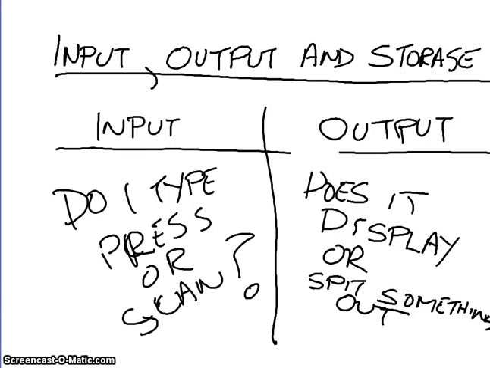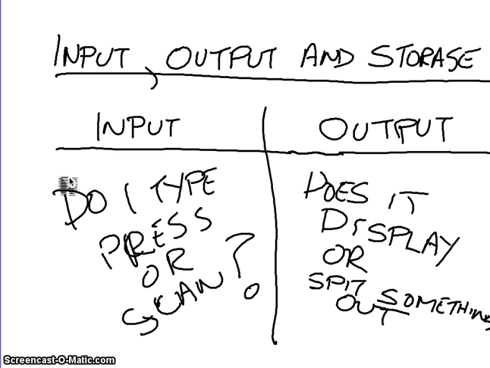Right, so in this video what we're going to talk about is input, output and storage devices. Now, input and output devices, we've covered these in ICT lessons, so I'm not going to go into them massively, but if you ever want to define what is an input device and what is an output device, the easiest way to do this is ask yourself these questions. Do I type, press or scan the information? If I type, press, click, push, hammer, bash, then it probably is an input device.